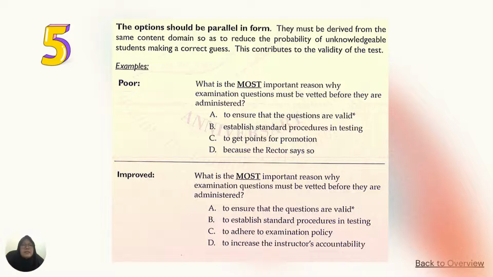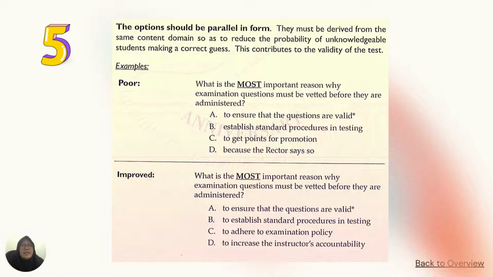So for example, the poor question would be: what is the most important reason why examination questions must be vetted before they are administered? First, to ensure that the questions are valid, establish standard procedure in testing, to get points for promotions, and because the rector says so. So it's very poor, as in it is not really parallel in form.